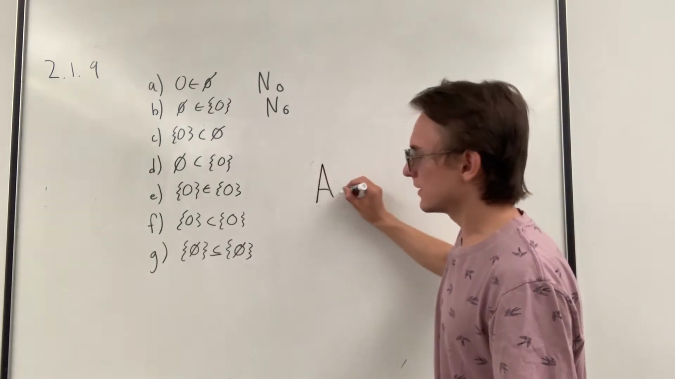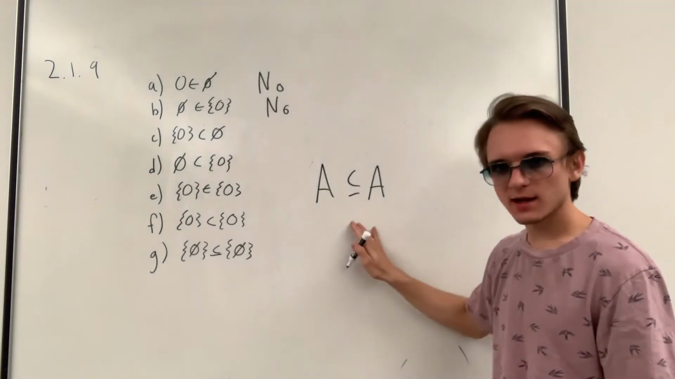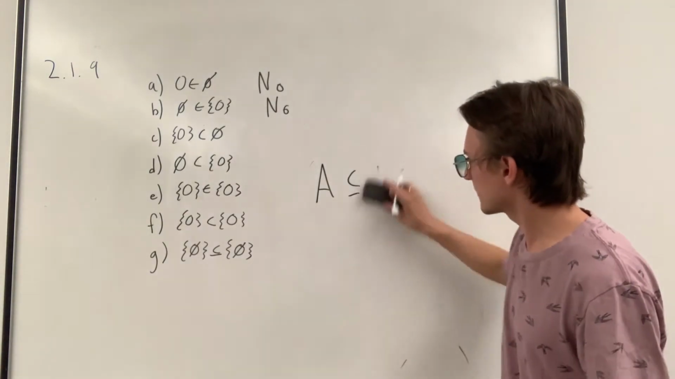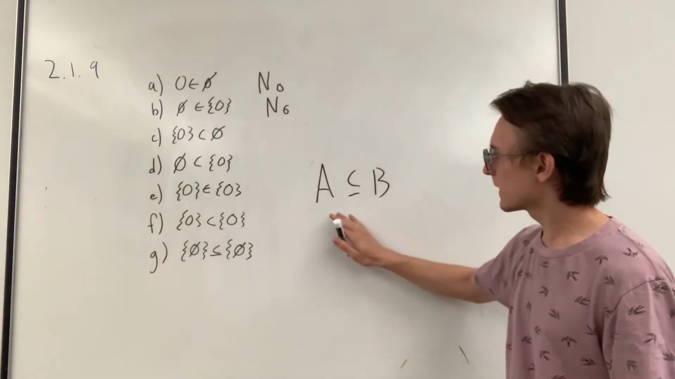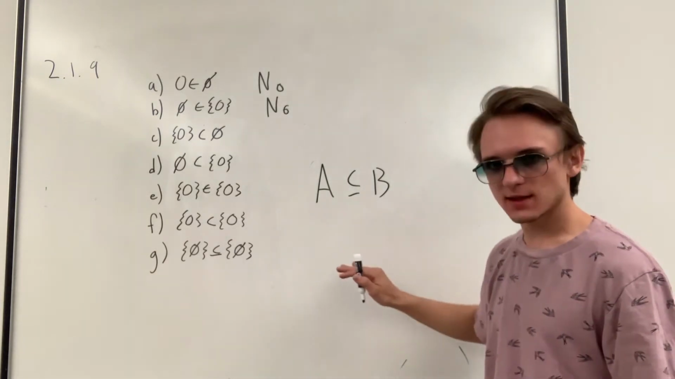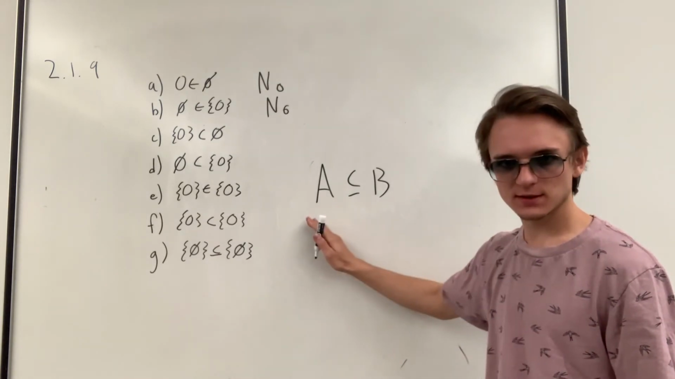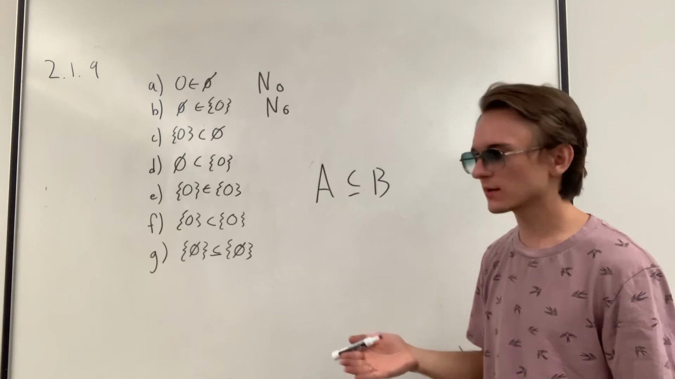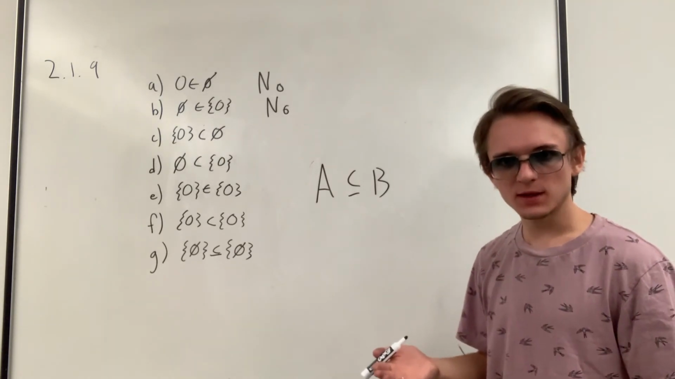Now, a subset looks like this. It has a line underneath. A is a subset of B, for example. That means that A could be the same size as B, so they could have the same number of elements and the same elements as well. Or A could have fewer elements than B.